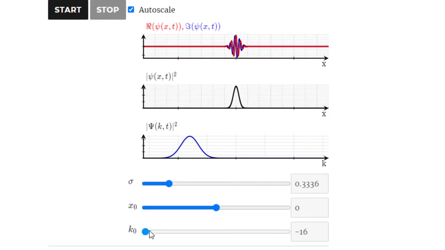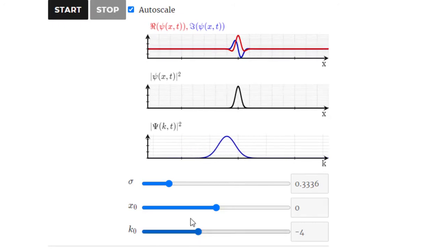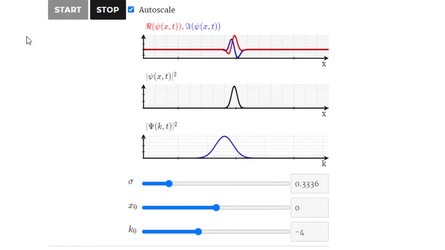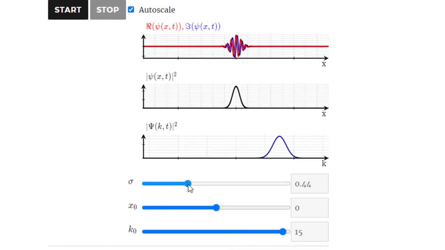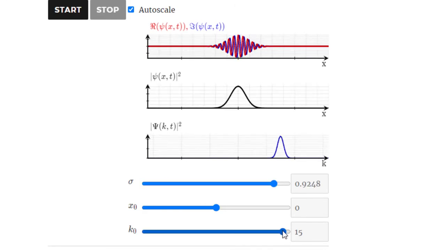And the speed at which it moves depends directly on the value of k0. So if we make k0 smaller, it moves more slowly. The other thing to realize is that as I increase the value of k0, the number of wiggles effectively in our wave function changes. I'm just increasing the width so you can see this better.